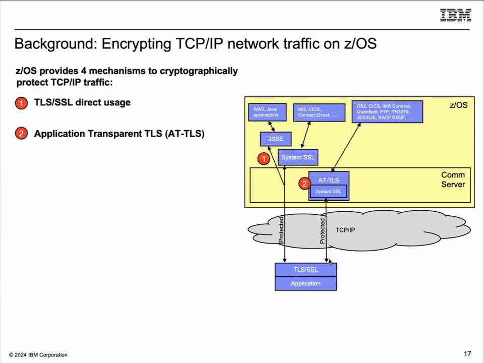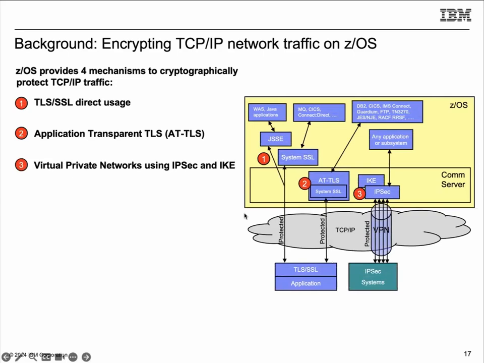You can directly use the System SSL or JSSE APIs. There's application transparent TLS, which we already mentioned. We think most of you use that. There's also IPsec, which is encryption at the IP layer, which can be used to protect anything above it. The first 2 mechanisms, 1 and 2 there, are TCP only. And the 4th mechanism we're going to mention is TCP only as well. IPsec can protect anything, and that includes UDP.